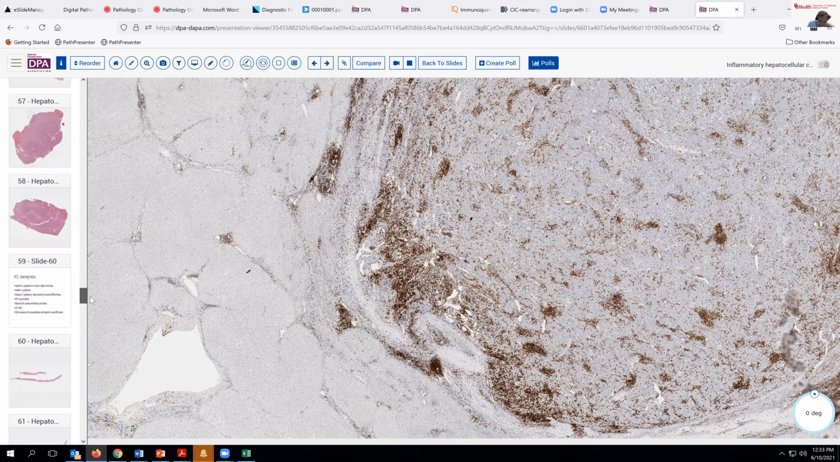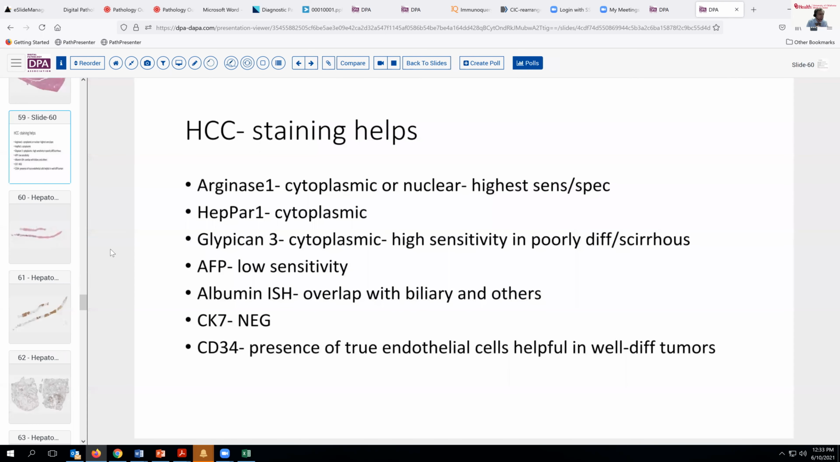All right, so we're sort of about halfway through here. I think I'll go on here and just talk a little bit more specifically about the immunohistochemical stains. I mentioned that arginase 1 has the highest sensitivity and specificity, whether it's a cytoplasmic or nuclear stain. Glypican-3 is also fairly high sensitivity, particularly in the poorly differentiated tumors. AFP is of very low value in terms of classifying things as hepatocellular carcinoma because of its low sensitivity.